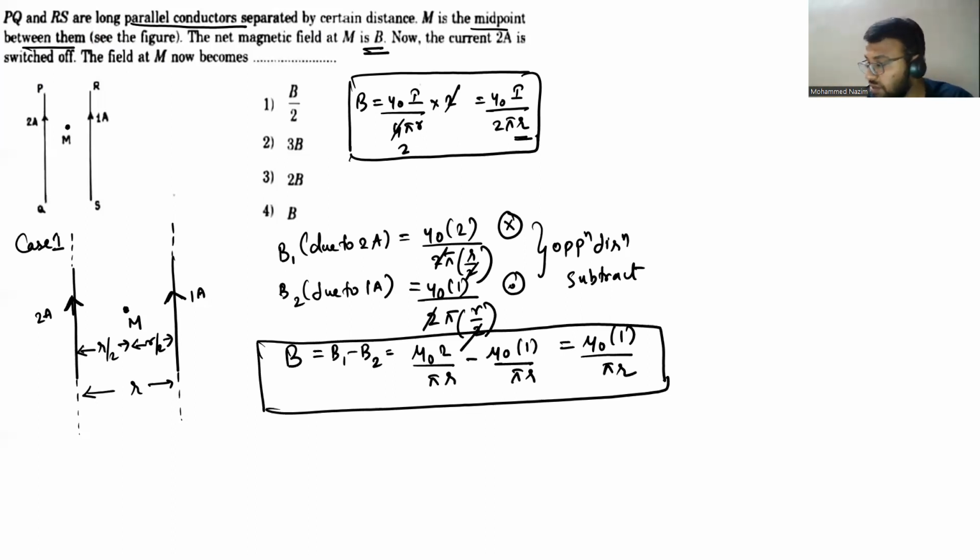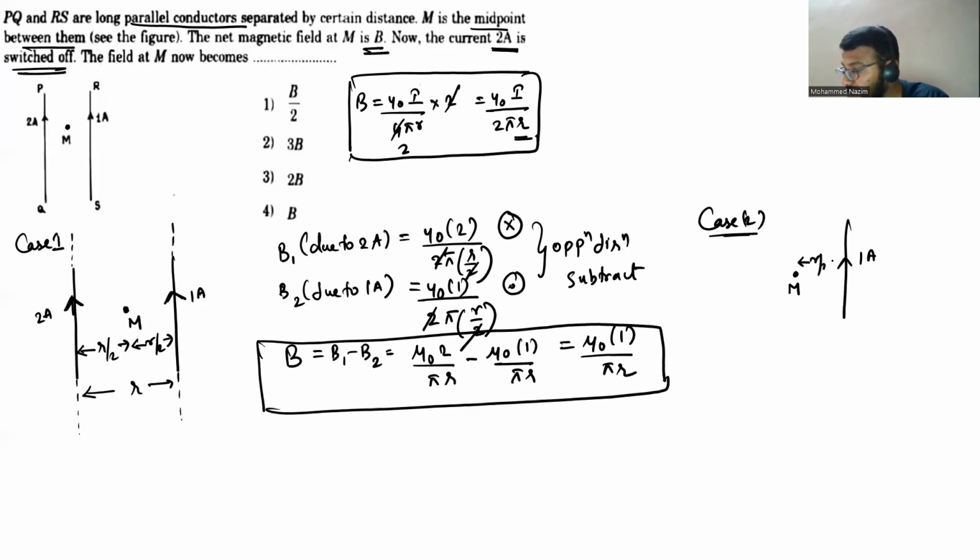Now in case 2, what is he doing, people? In case 2, the 2 ampere wire is switched off, isn't it? So who will produce the magnetic field? Only the 1 ampere wire will produce magnetic field at this point M, and the distance is R by 2. So what will be the magnetic field? We'll call that field B dash. So B dash is going to be due to only 1 wire. So it is mu naught I, that is 1, divided by 2 pi into R, where R is R by 2. So the 2s will cancel. You will get mu naught into 1 divided by pi R.